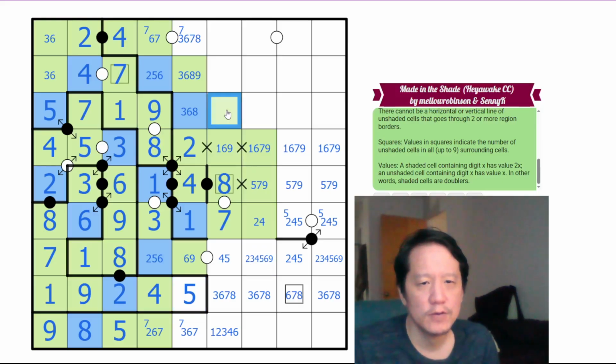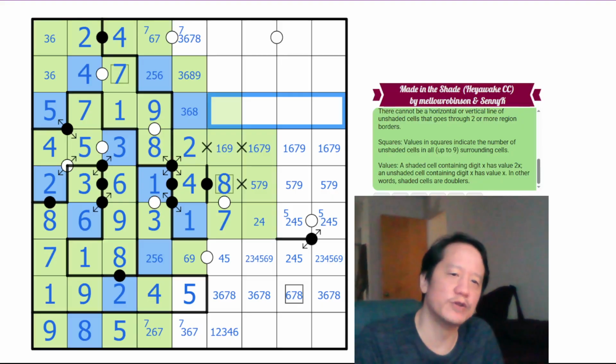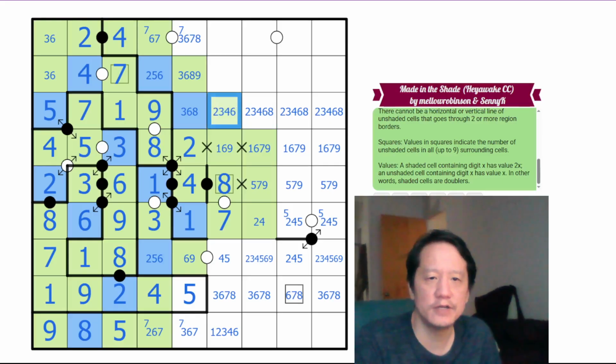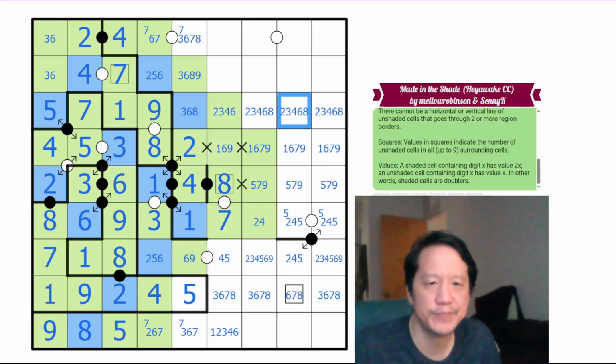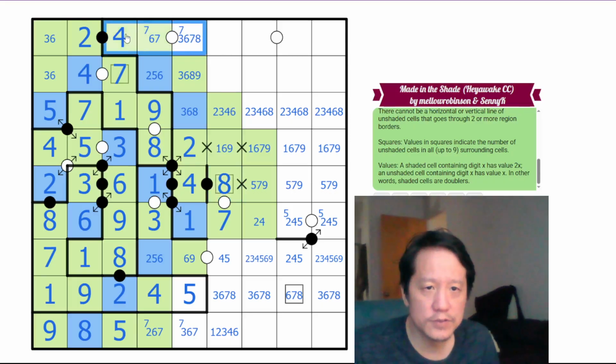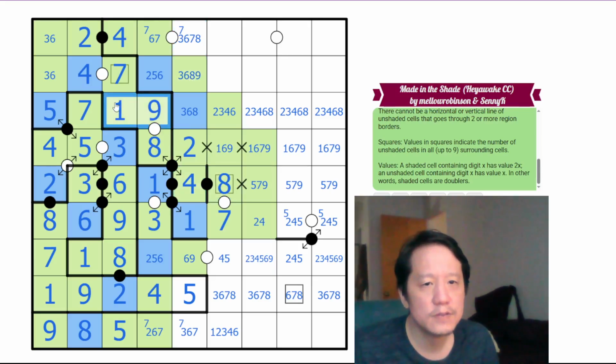Okay. Remaining digits of row 4. We have 2, 3, 4, 6, and 8. No 8 here because of 8 in the column. These are the same region. We don't know anything about this. You know, that's all the same region.